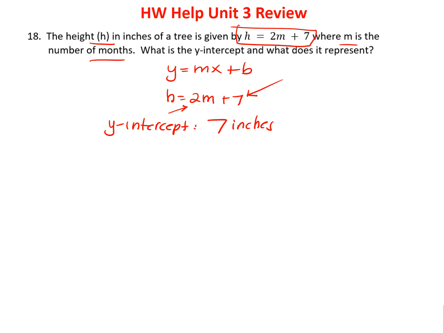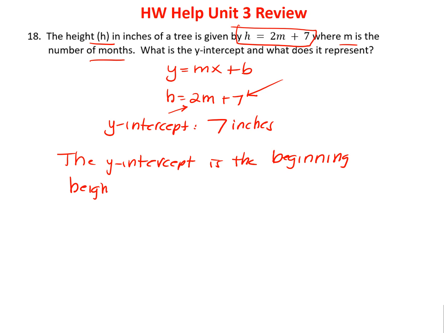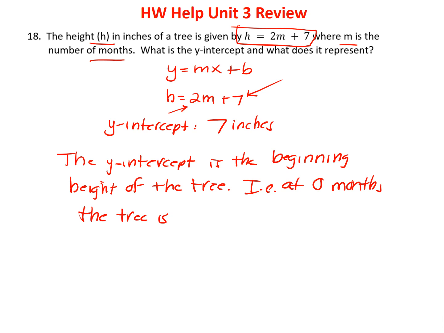So if I have a tree and the formula says this thing grows 2 inches a month, and it says that the y-intercept is 7, it means that this is the beginning. 7 is the beginning height of the tree, in other words, at 0 months, the tree is 7 inches tall.